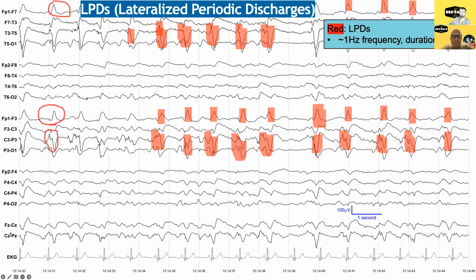LPDs now are very similar. They're periodic. There's more than 6 of them. There's periodicity to them, but they happen on the left hemisphere only. So we can't see anything on the right as far as discharges. So they're lateralized, right? Right. I would say the frequency is about 1.5 hertz. Yeah. A little more than 1. And maybe there's a brief attenuation here, but that's for module 4. So yeah. Not there yet. Maybe being treated with a drug that's going towards suppressing the EEG.